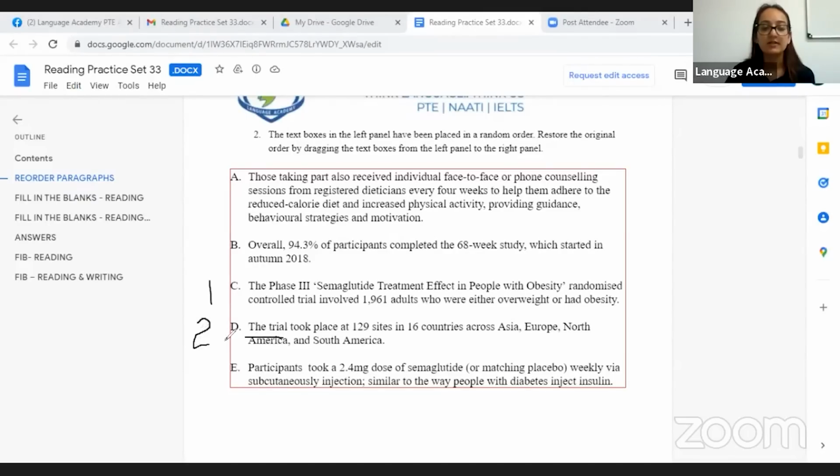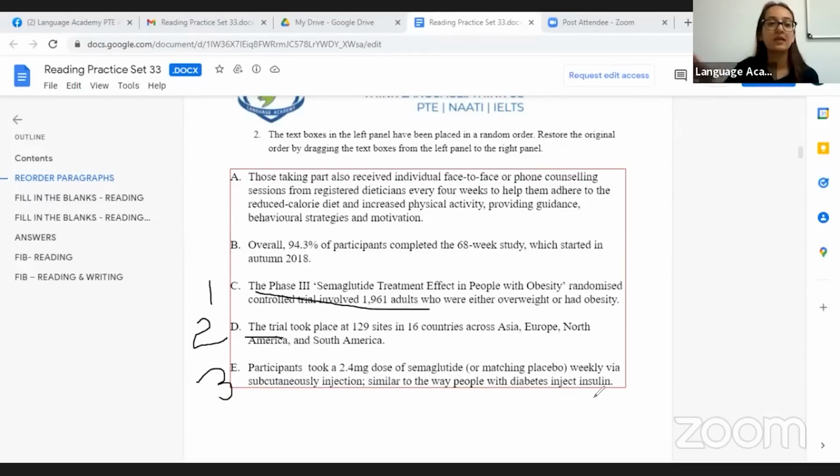So the trial means just we talked about the full name of the trial. So we'll say the trial took place at 129 sites in 16 countries across Asia, Europe, North America, and South America. And then what happened in the trial started with E. Participants took a 2.4 mg dose of semaglutide weekly via subcutaneous injection, similar to the way people with diabetes inject insulin.